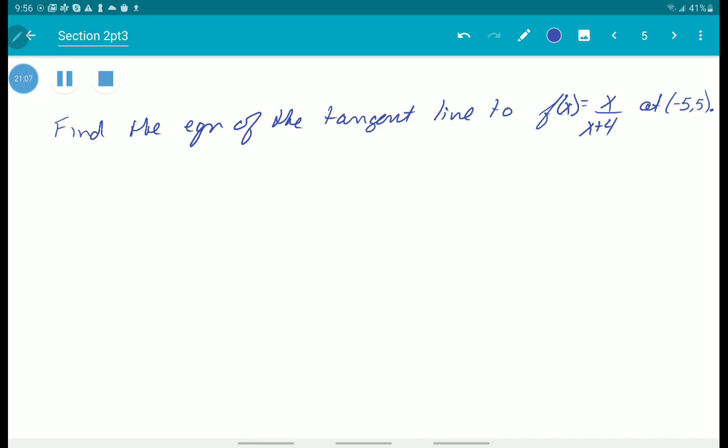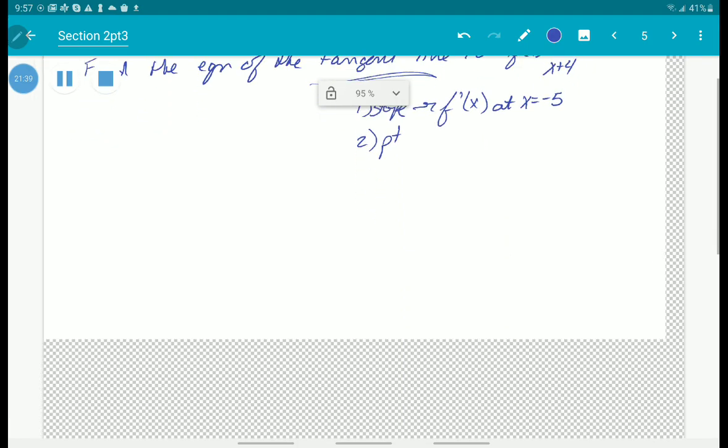Suppose the directions say, find the equation of the tangent line to f of x equals x over x plus 4 at the point -5, 5. So this is going to require several steps. First, we've got to find the derivative, because to find a tangent line, you have to have two things: a slope and a point. The slope is going to use the derivative, in this case evaluated at -5. And then we have a point, so we can find the equation of the tangent line there.